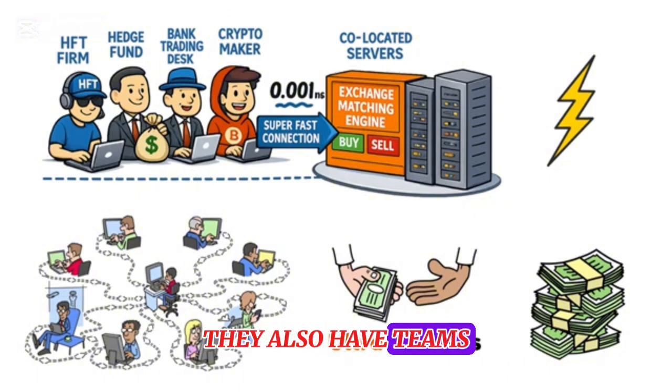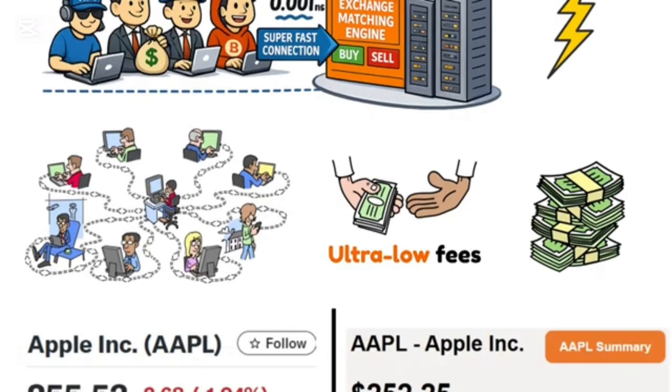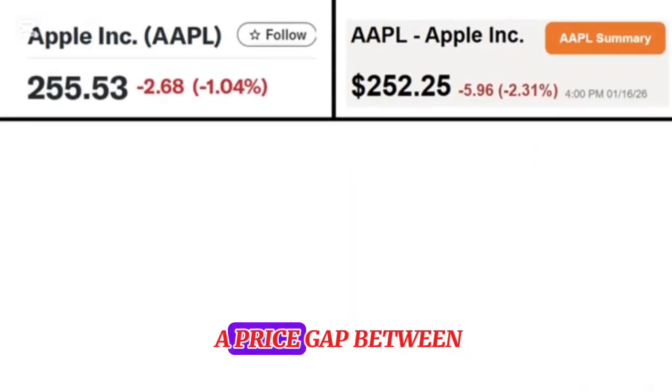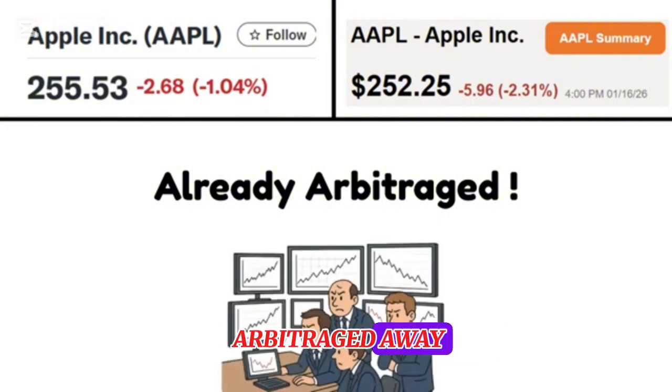They also have teams and automated systems monitoring thousands of trading pairs continuously. So by the time a retail trader spots a price gap between two market screeners, it's usually already been arbitraged away.